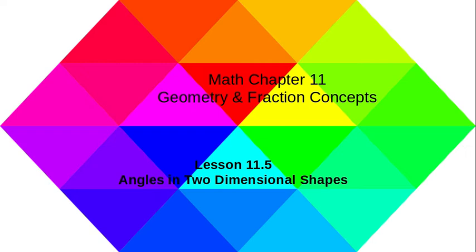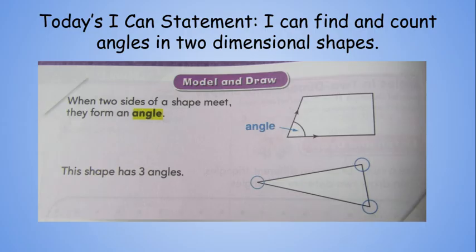Shapes that have four sides and four vertices are called quadrilaterals, though some quadrilaterals have special names like squares, rectangles, parallelograms, rhombuses. Five-sided shapes are called pentagons, and six-sided shapes are called hexagons. So let's take a look at what angles are. Today's I can statement says, I can find and count angles in two-dimensional shapes.